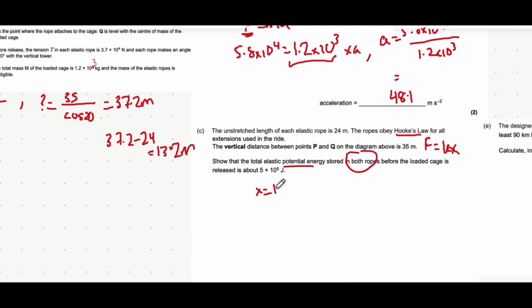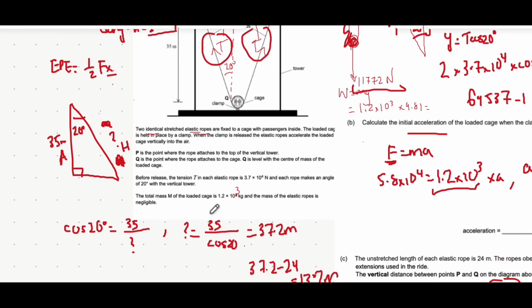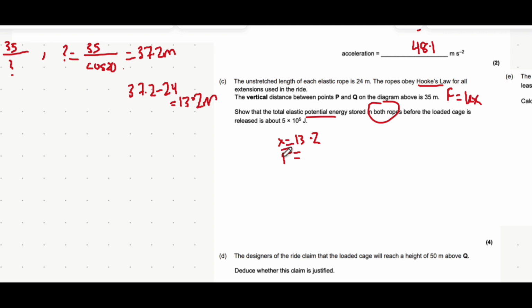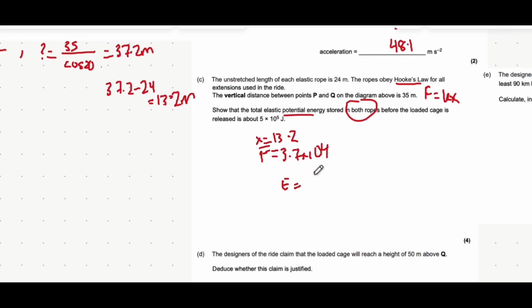Now that we know the extension is 13.2 meters, we know the force on the wire is, what was it? How do we calculate it? Oh, sorry, it was given to us, 3.7 times 10 to the 4. We can now combine these to find the elastic potential energy that's stored, because we know the elastic potential energy is a half times the force times the extension, multiplied by 13.2. So let's do that quickly: half times F times extension is equal to 244,200.